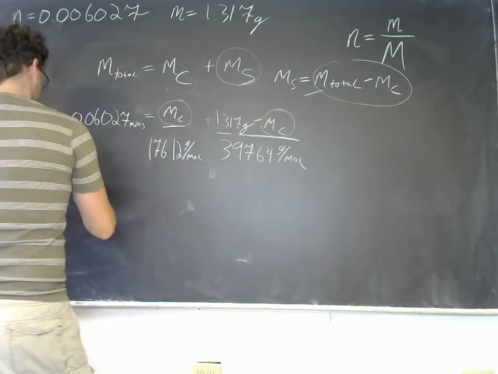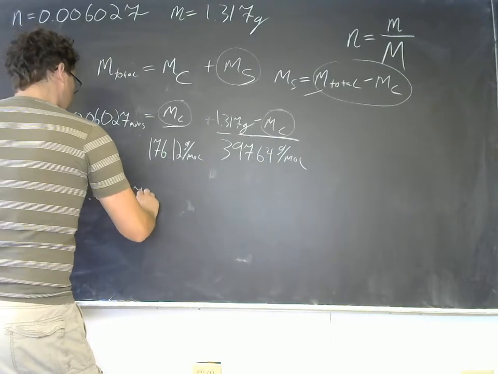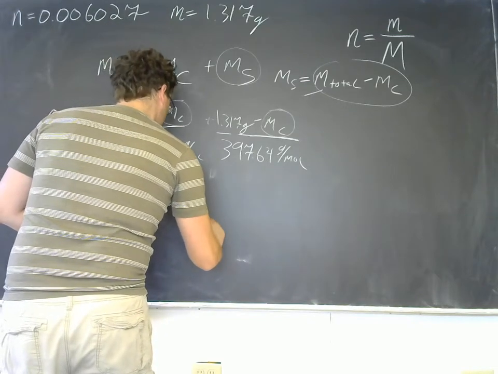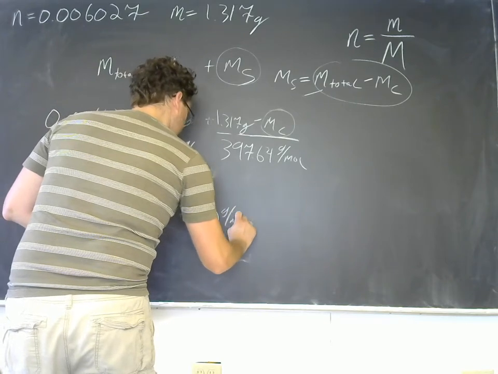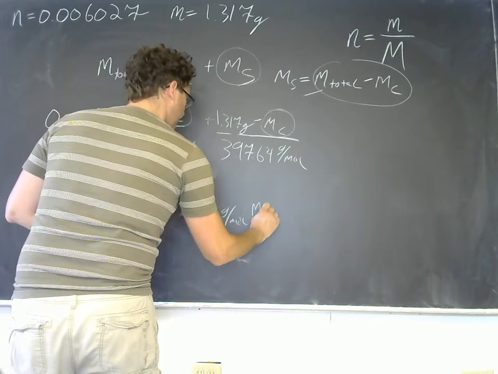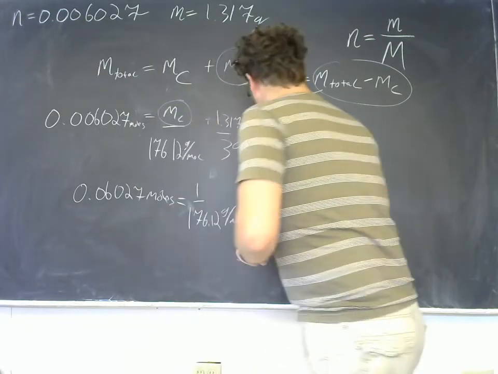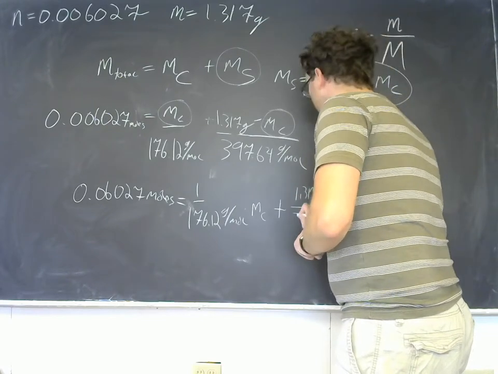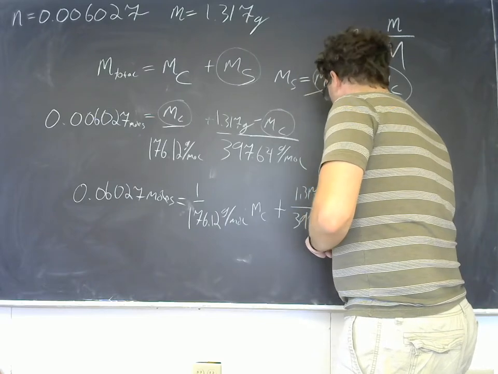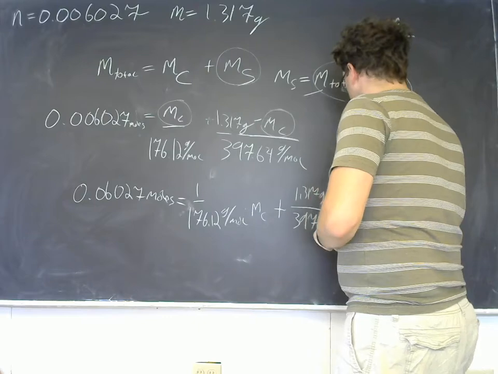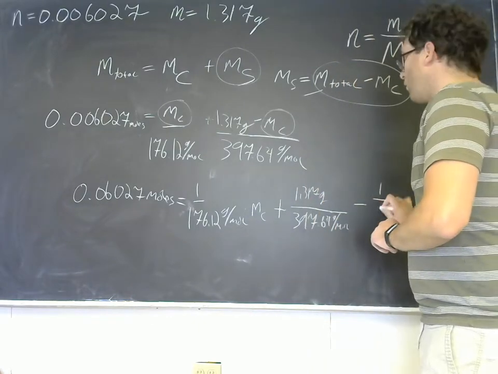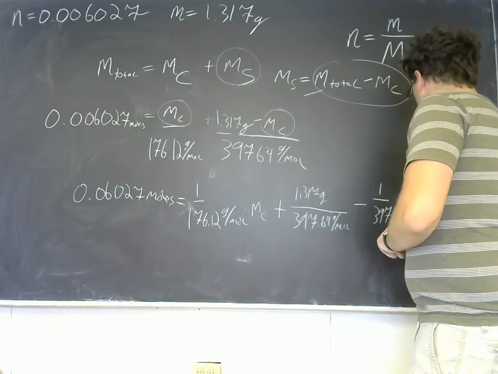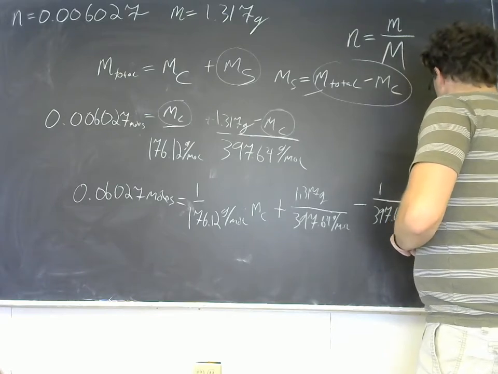The first thing we'll want to do is separate these two terms. And so we'll have 0.06027 moles is equal to 1 over 176.12 grams per mole times the mass of vitamin C, plus 1.317 grams divided by 397.64 grams per mole, minus 1 over 397.64 grams per mole times that mass of vitamin C.